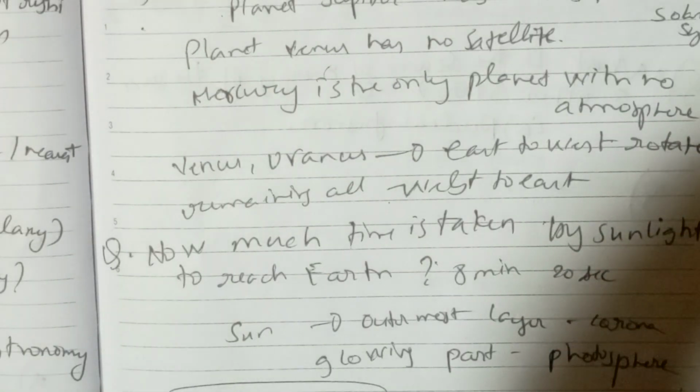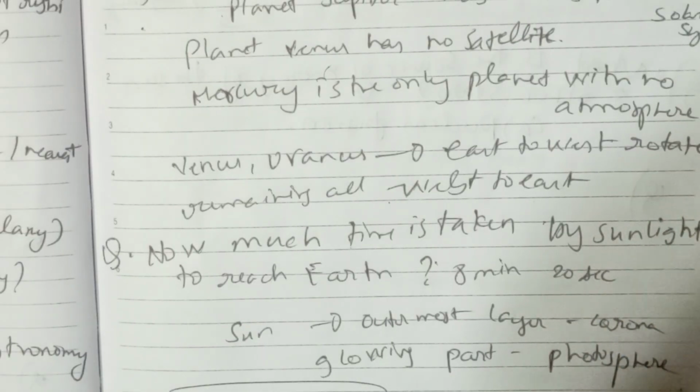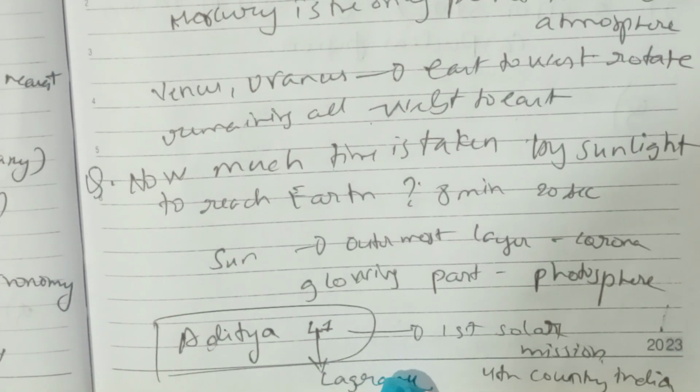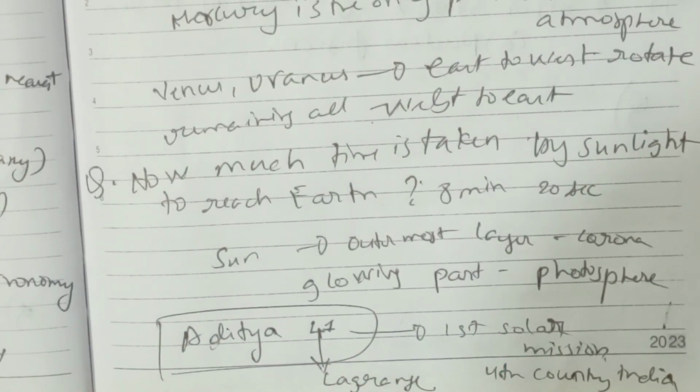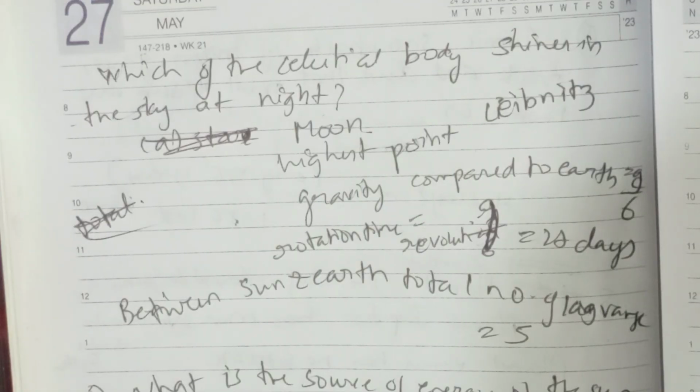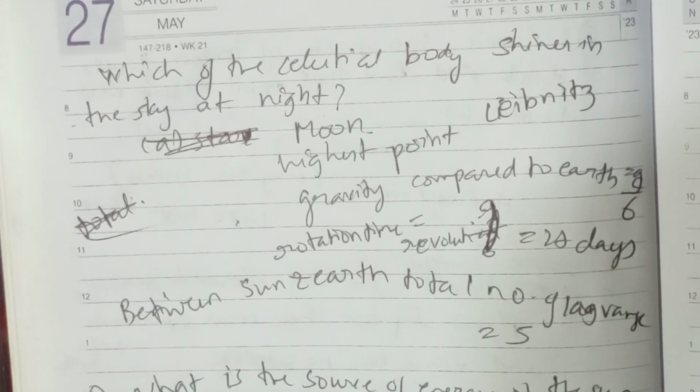How much time is taken by sunlight to reach Earth? 8 minutes 20 seconds. The Sun's outermost layer is known as the corona, and the glowing part is the photosphere. And as we discussed, Aditya L1 is India's first solar mission, making India the fourth country. Which celestial body shines in the sky at night? Moon. Gravity compared to Earth is g/6. Rotation and revolution time is 26 or 27 days. Between Sun and Earth, the total number of Lagrange points is 5.